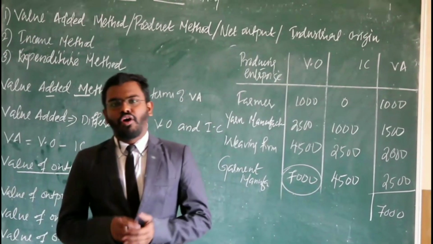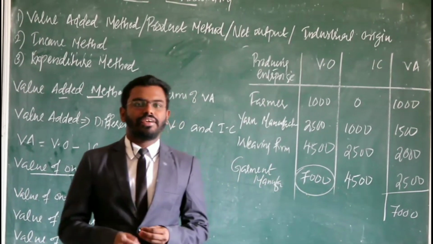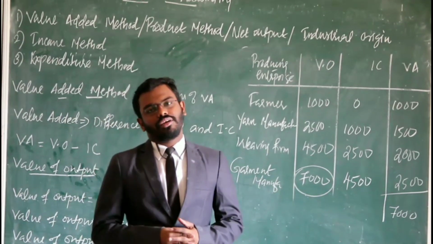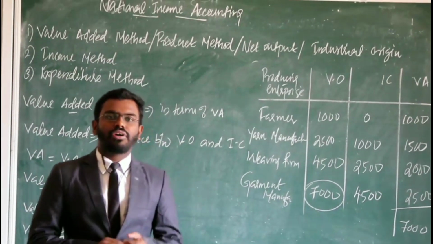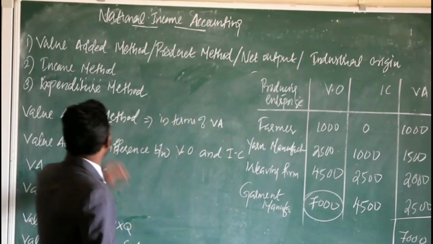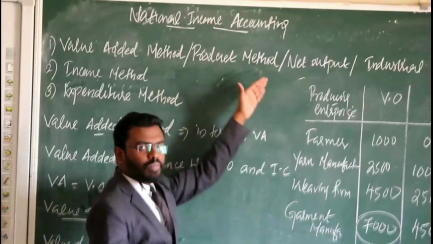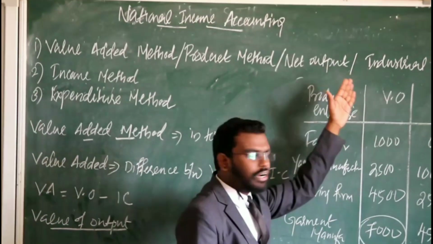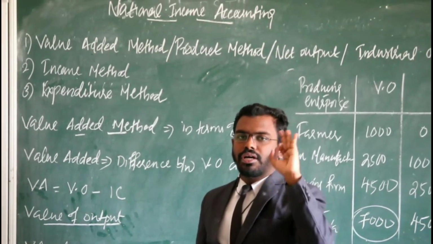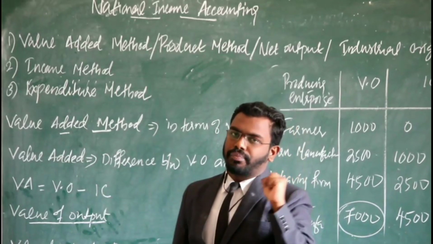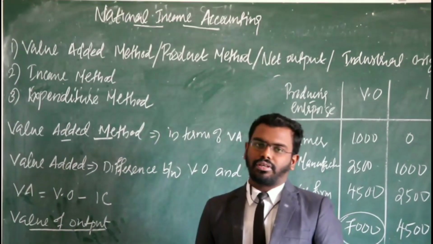In this video, we are going to start the important part of our first chapter, that is National Income Accounting or National Income Calculation. There are mainly three methods for calculating national income. First one is the value added method, otherwise known as the product method, net output method or industrial origin method. Value added method, product method, net output method, industrial origin method, all are the same. Second method is the income method, and third method is the expenditure method.